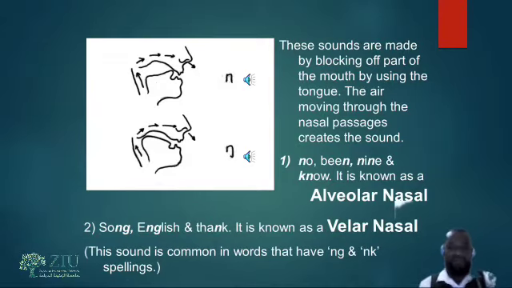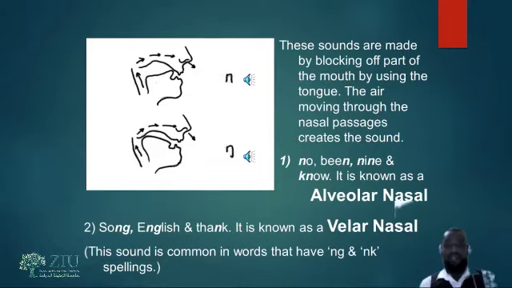For example, it is known as alveolar nasal. And we say alveolar nasal because the tongue, the tip of the tongue, touches the alveolar ridge, and the sound comes through the nose, as we note in this diagram. So alveolar ridge, alveolar nasal, alveolar nasal. The n sound, for example.